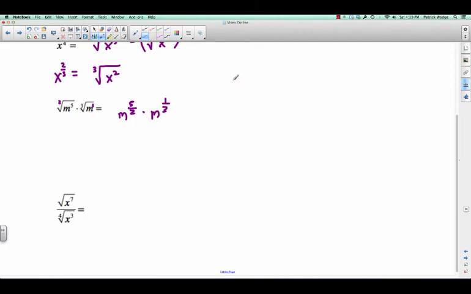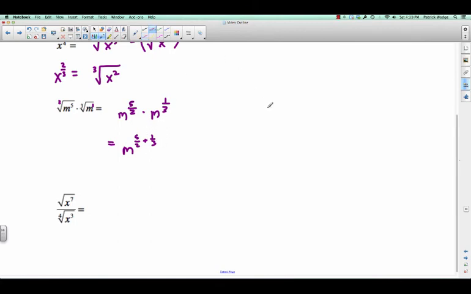Why does that help us? Because now we're multiplying two powers and they have the same base. And the rule is, when you have the same base, you keep the base the same, so it's going to be m, and we add the exponents. So it's going to be 5 over 2 plus 1 over 3, and that can be our new answer.